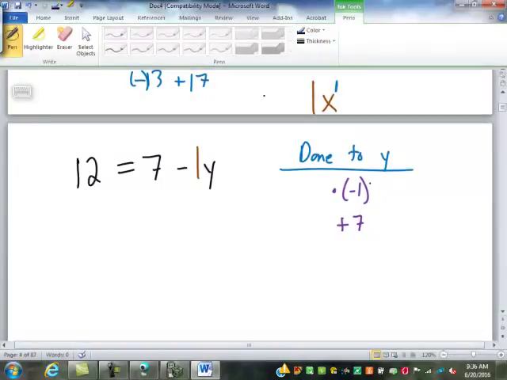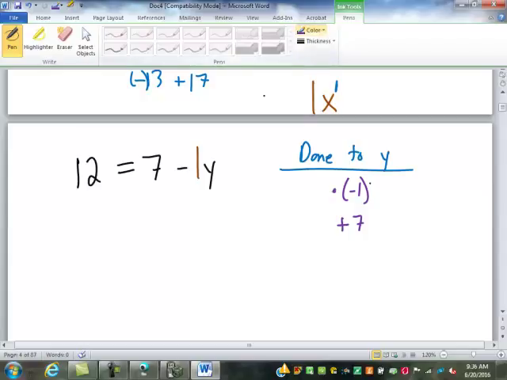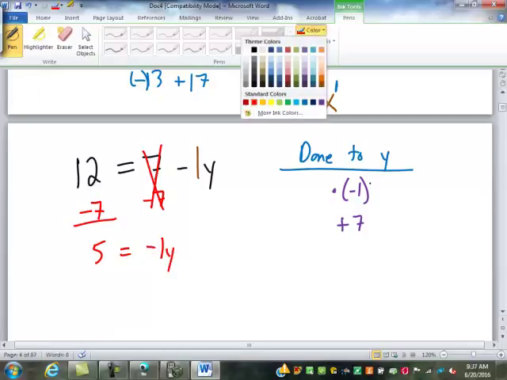So anyway, next. The first thing we have to do to solve this is get rid of that 7. It's been added. It's a positive 7, so we're going to subtract 7. Make it go away. 12 minus 7 is 5, which equals -1y, or just -y if you want to leave it that way.